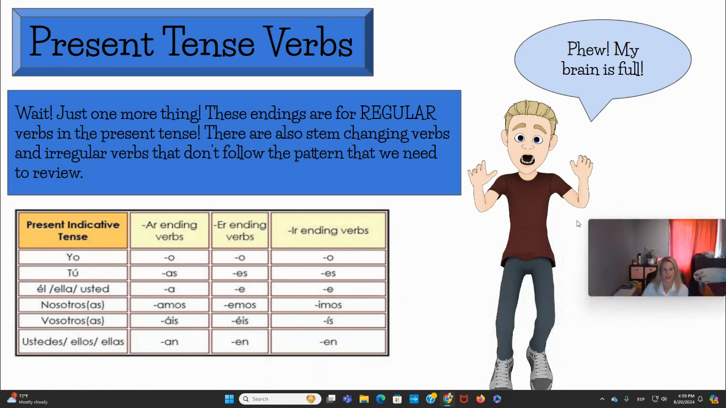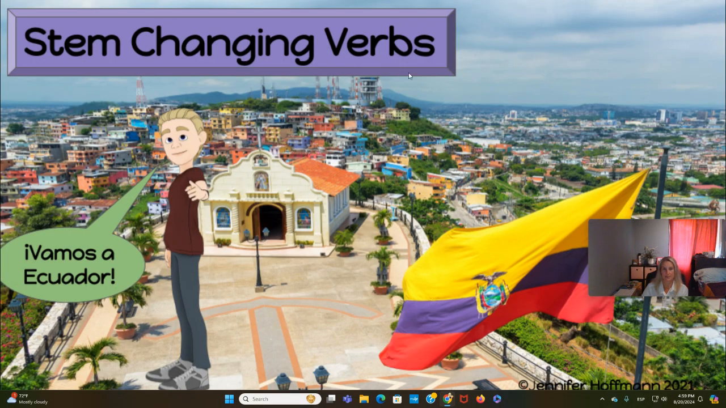Let's go ahead and keep going. There's one more thing I need to talk to you about. These are the endings for regular verbs in the present tense. There are also stem changing verbs and irregular verbs that don't follow the patterns that we need to review. So these are just the endings that we just reviewed and you just practiced with your worksheet. Now we're going to take these endings and apply them to new types of verbs, stem changing verbs.